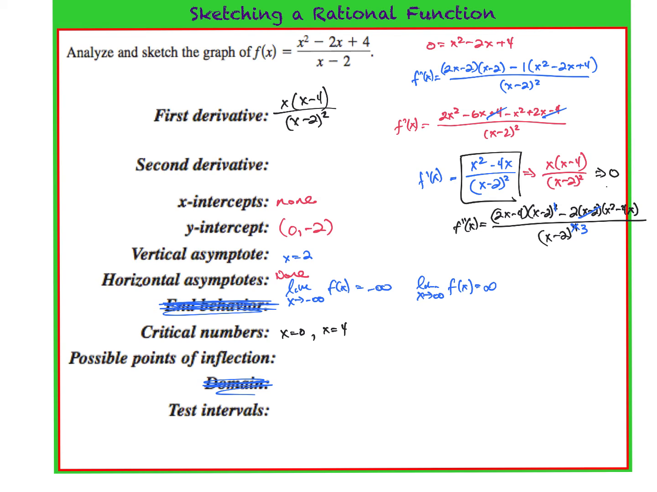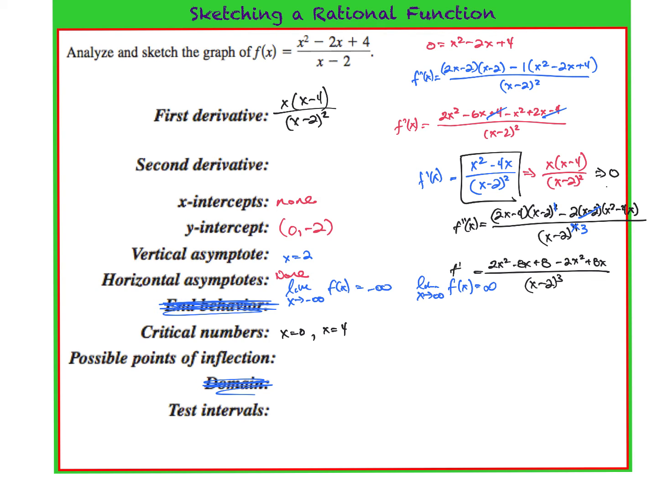All right, so what do we have to do with that left side of our numerator again? We're going to FOIL it. So what does it FOIL to? 2x squared, and then minus 4x, and then minus 4x, so minus 8x, and then plus 8. And then I'm really distributing a negative 2. So now what happens? I get a negative 2x squared, and then plus 8x, over x minus 2 cubed.